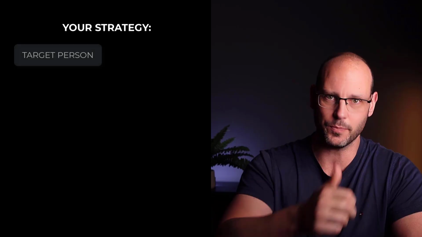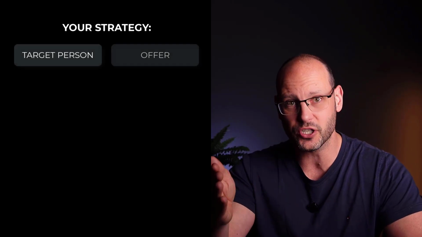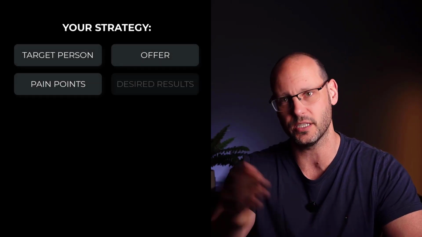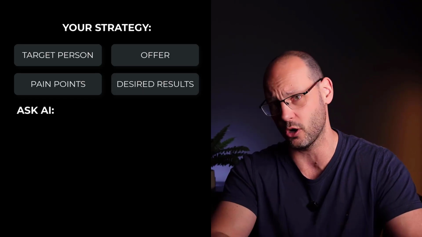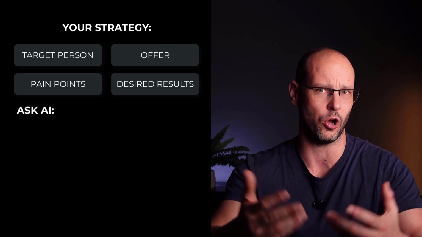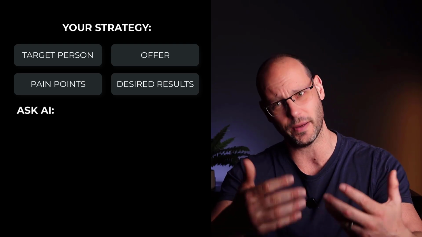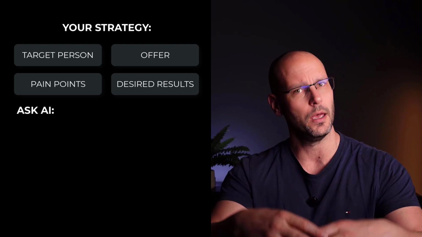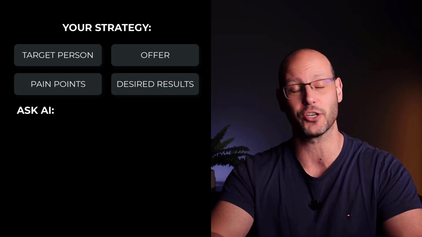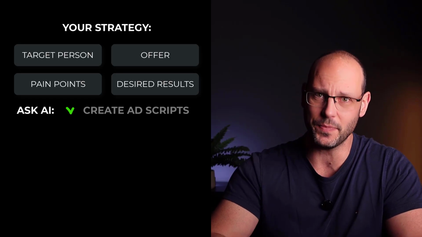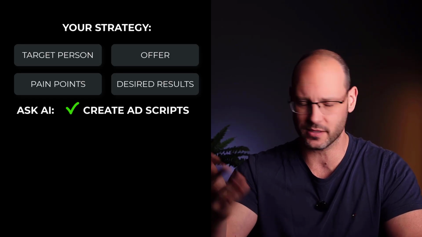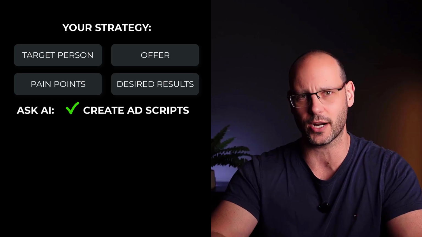Now, if you did that correctly, now you have your strategy, which consists of the target persona definition, the offers you want to promote, their pain points, and the desired results. Now you use this and ask ChatGPT or Claude Code. I'm a big fan of Claude Code or Claude actually, because the quality, especially if you generate marketing related messaging, is much, much, much better, okay? So then you just ask, okay, create me the scripts for video ads or image ads. The style or the prompt structure is the same.